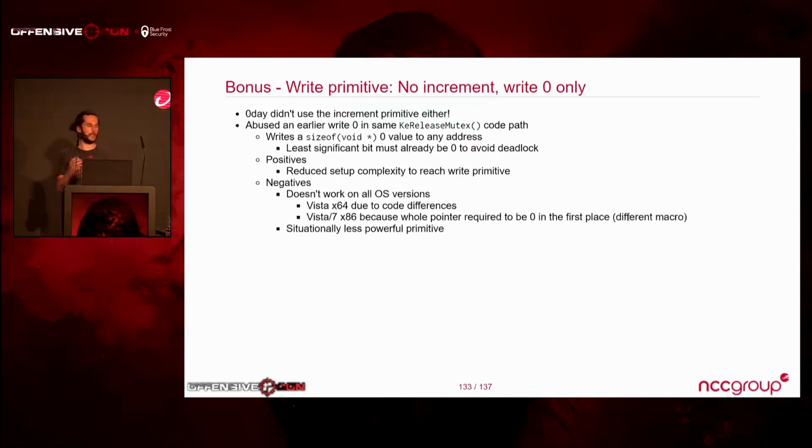The only thing is there is a constraint that the least significant bit must already be 0 to avoid deadlock, but it works. And in order to reach the write 0 primitive and avoid crashing and everything, it's a lot simpler. They don't have to go as deep as our increment, so that's nice. It's better. It's easier to exploit.